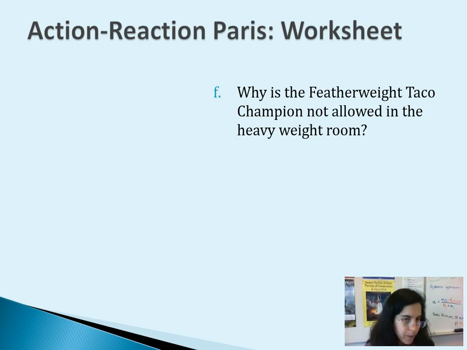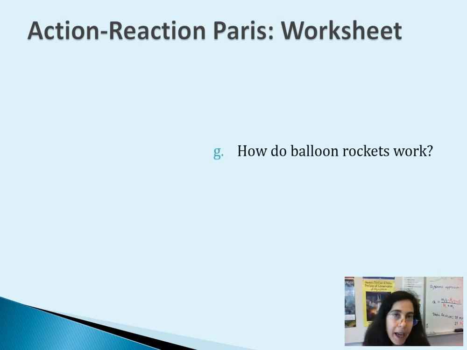F. Now let's go for some comedy. Featherweight taco champion is not allowed in the heavyweight room. Why not? F. Pause, read what's written on your paper. G. How do balloon rockets work? Read what you have for G. Pause.